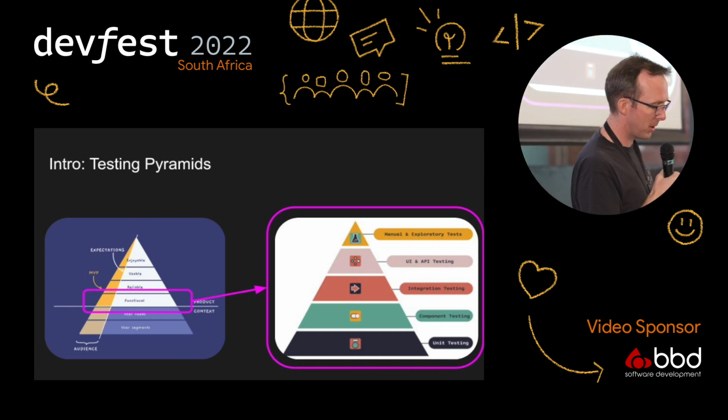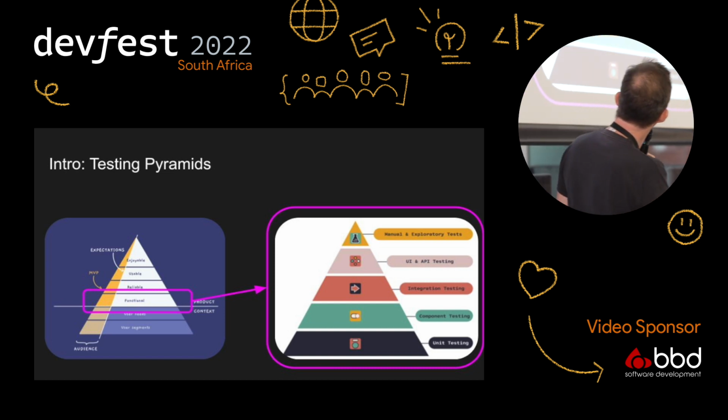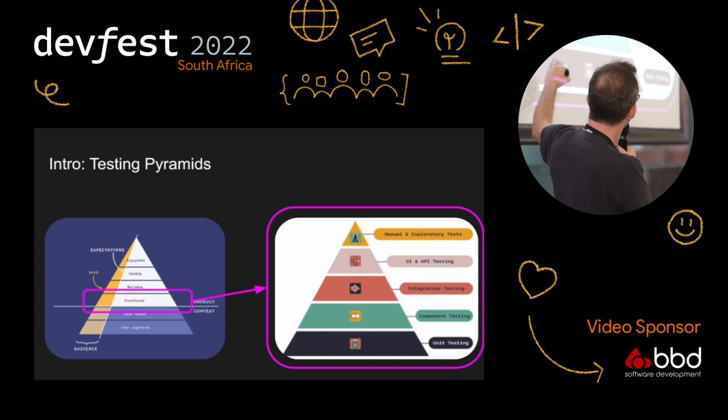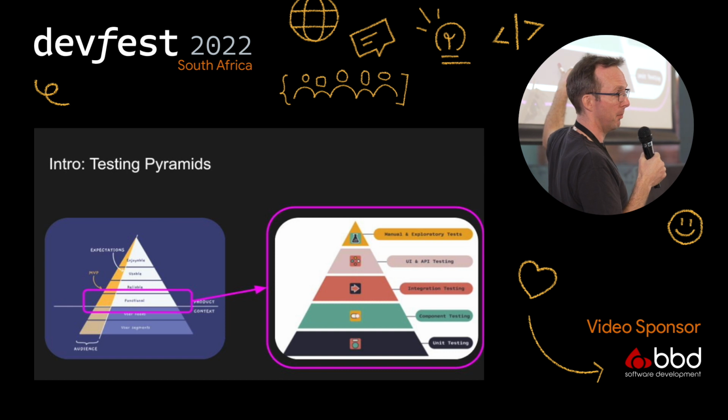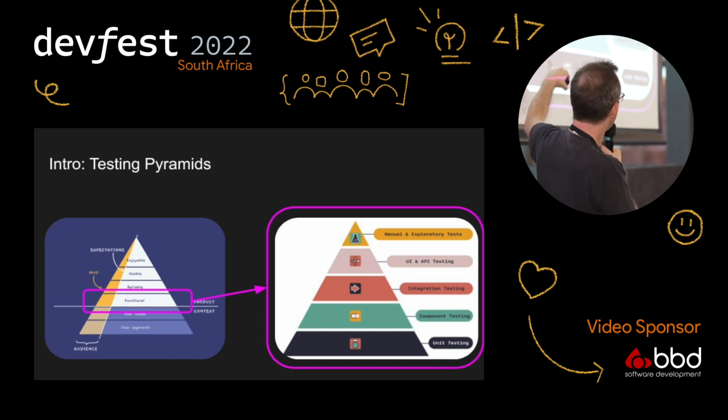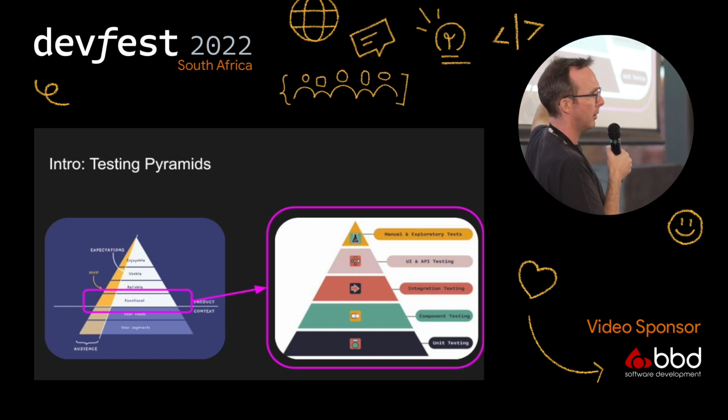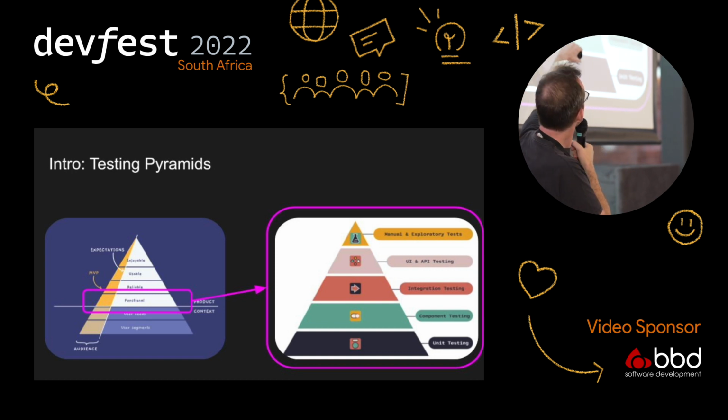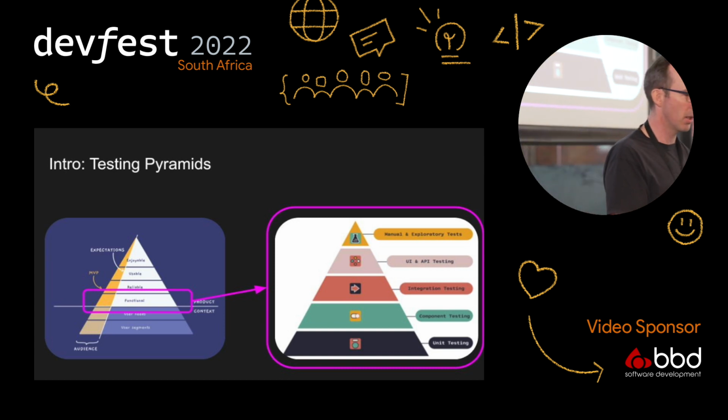I also teach 7 to 17-year-olds. Sometimes you need to say obvious things. So it's bigger on the bottom because there's a lot more on the bottom. In this idea, there are a lot more unit tests. There are fewer component tests, fewer integration tests, and less and less UI and API testing. And then hopefully there's very little manual and exploratory testing.